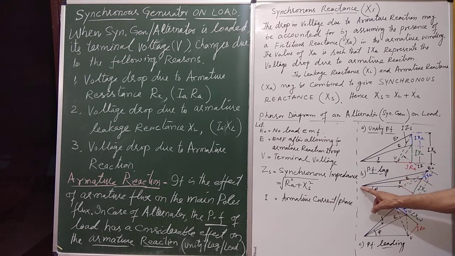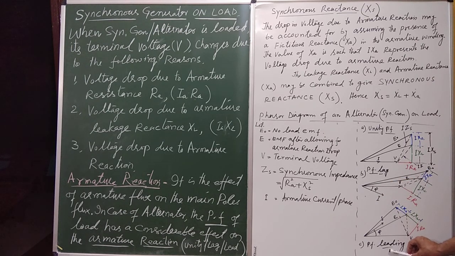Lagging power factor, current is lagging behind the voltage. So how to draw this IR drop? IR drop is parallel to current. This is current, parallel to current. IRA parallel to current, IXL perpendicular to current, and IXA is again perpendicular, and this is E and E0.